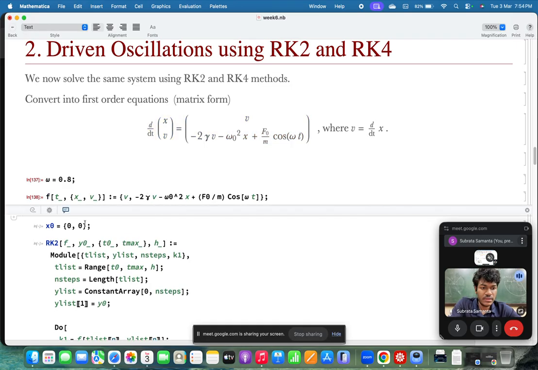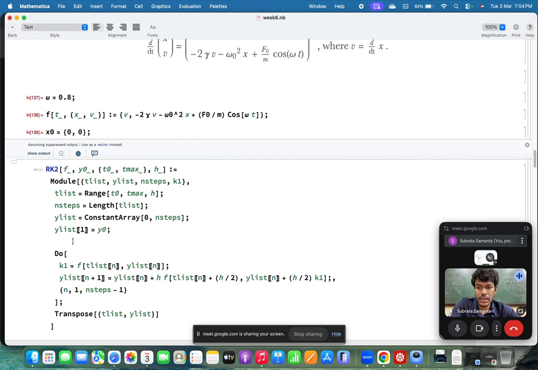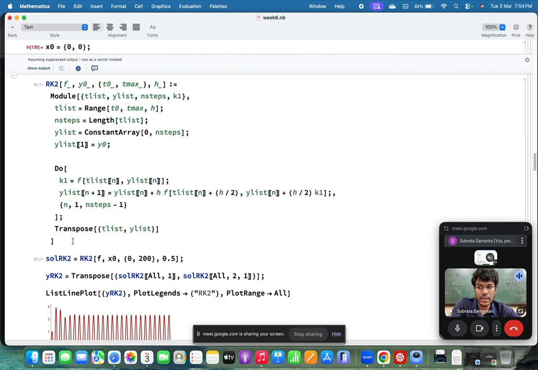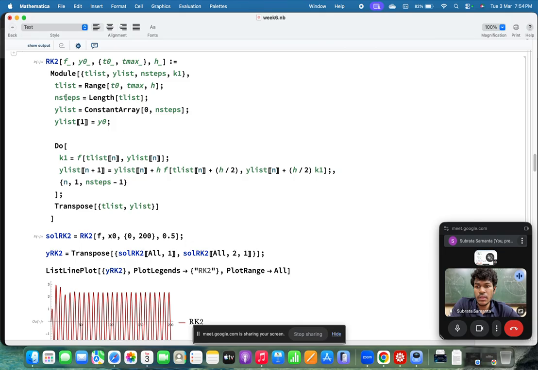Then put in the initial condition. The first one is x and the second one is v, so the initial values of x and v are both 0. Then you construct a function RK2. This is a generalized function that works for any format of f and y naught, from t naught to t max, with time step h.